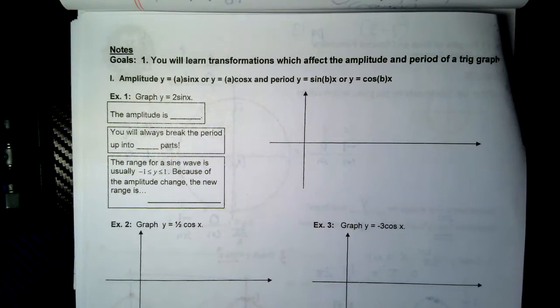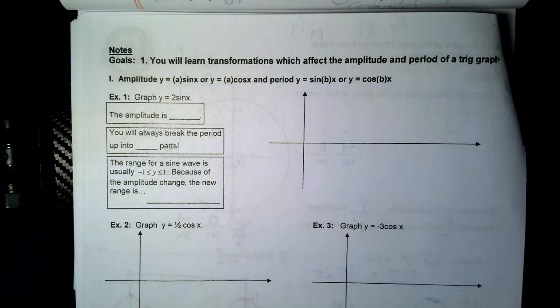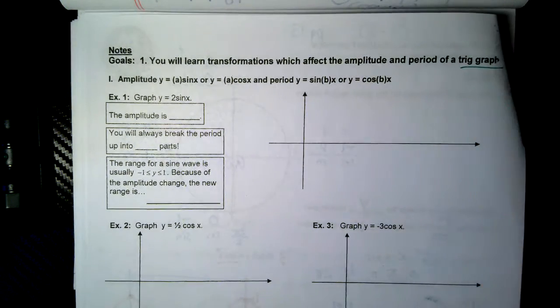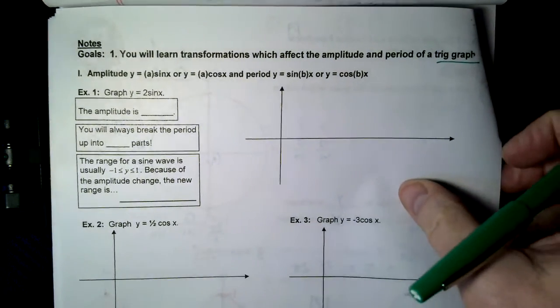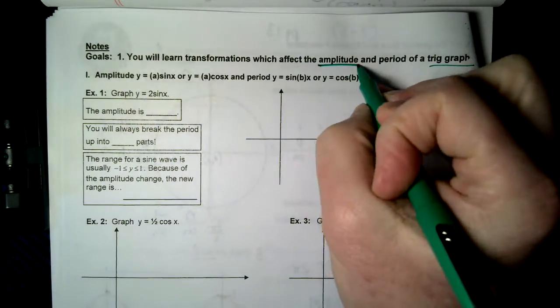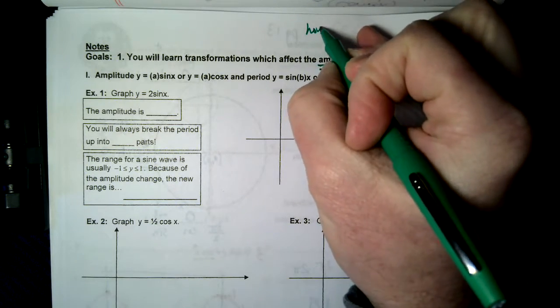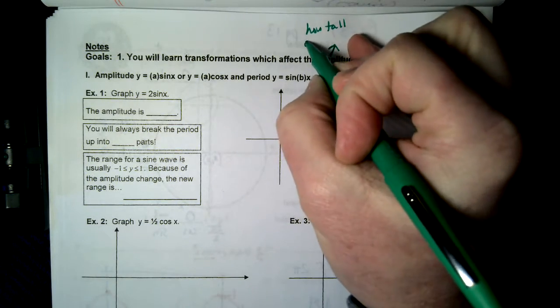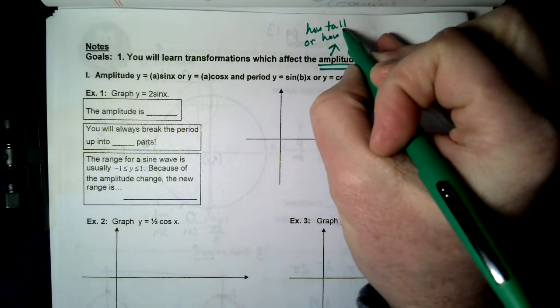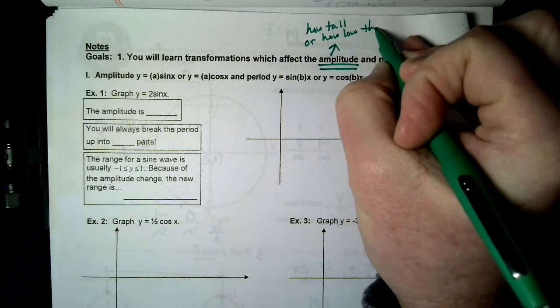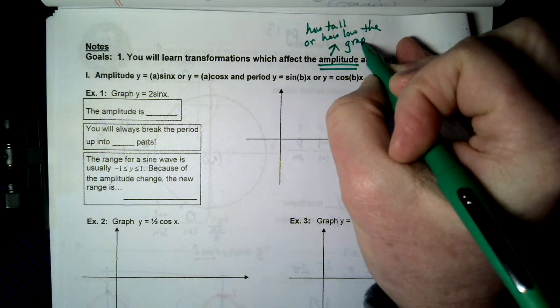All right, you're going to learn about transformations which affect the amplitude and the period of a trig graph. So they call these the trig graphs, and we're doing the two basic. We're doing sine and cosine. So the amplitude is how tall or how low the graph goes.